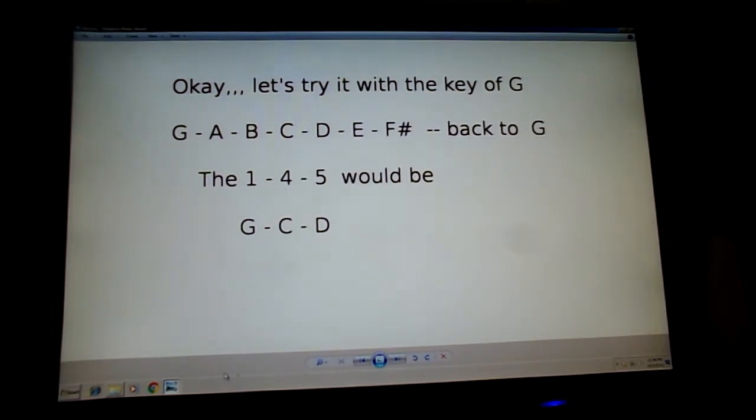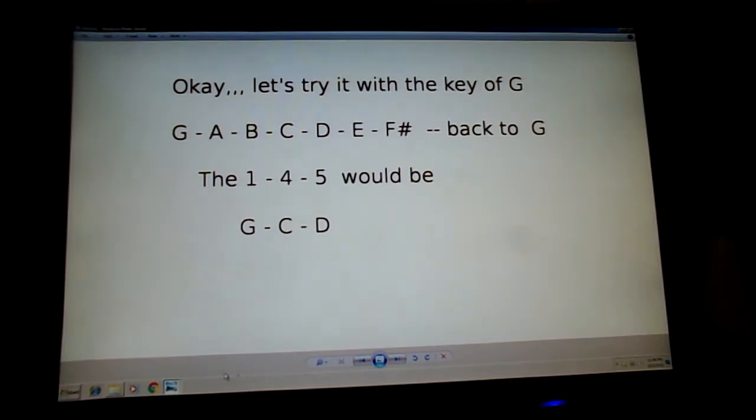Now, if we think about the 1-4-5, there are so many songs in the key of G that use the 1-4-5. Here's your G to C, back to G, and then let's try D. I mean, you've heard that in a ton of songs. So knowing that, now you can figure out a whole slew of different songs.